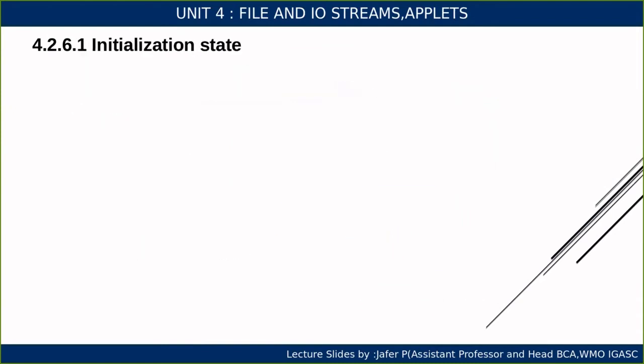Today we are going to continue the same topic that we discussed yesterday, that is the life cycle of applet. We haven't seen each state in depth. We'll see how each state is actually executing in a program. The first state of applet's life cycle is the initialization state.